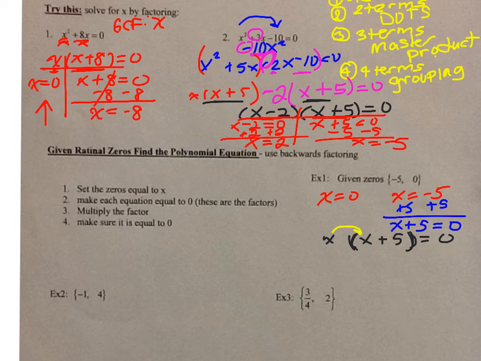So I have x times x is x squared. X times 5 is positive 5x, and you have to make sure it's equal to 0. Because if you don't set it equal to 0, it's not an equation. It's just an expression. Okay? Make sure it's equal to 0. If there's any like terms in the end, you would combine them.